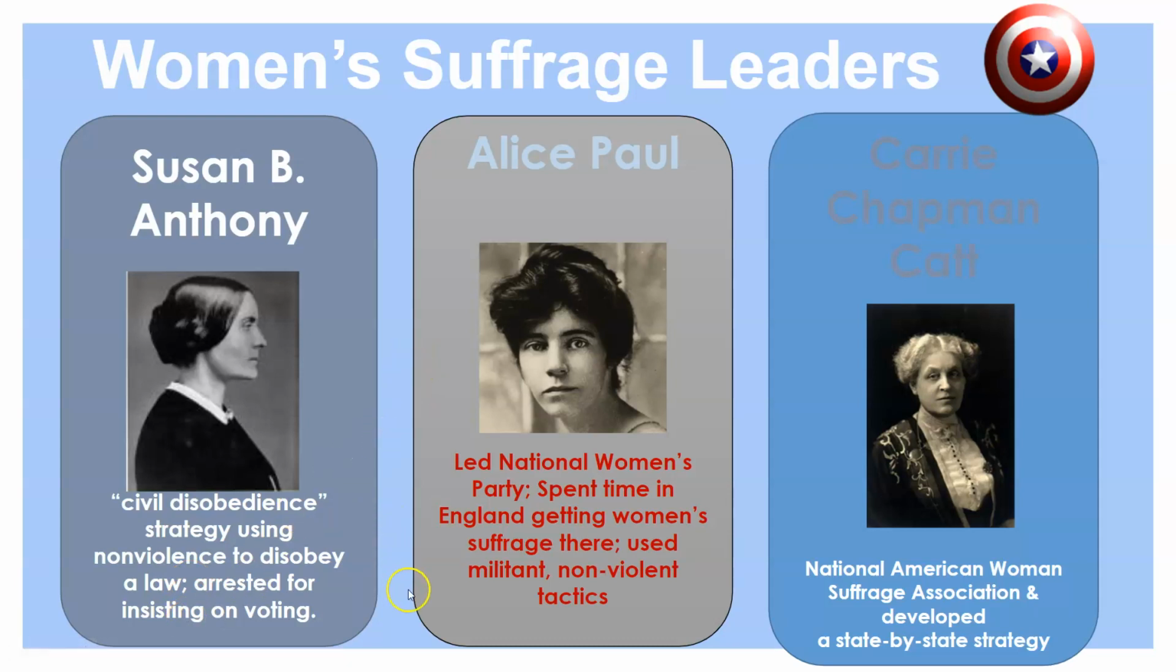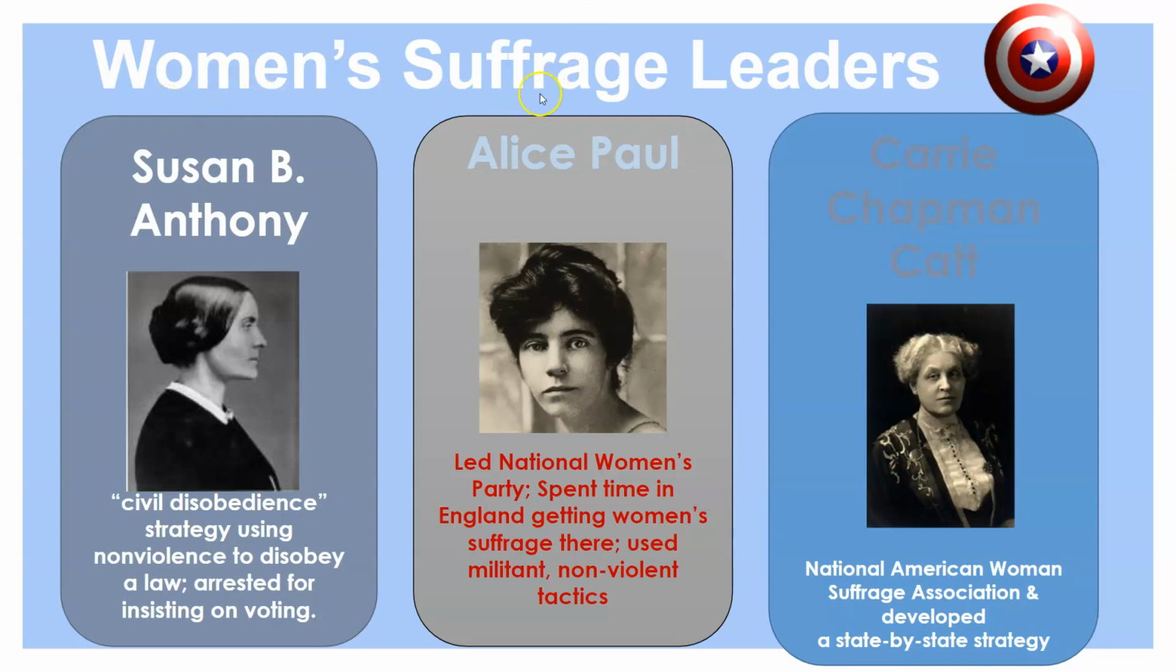Alice Paul led the National Women's Party. She spent time in England helping to get the right to vote for women there. She also used militant nonviolent tactics. Carrie Chapman Catt worked with the National American Women's Suffrage Association. Her idea was to have each individual state gain the right to vote for women, state by state, and it would continue to spread.